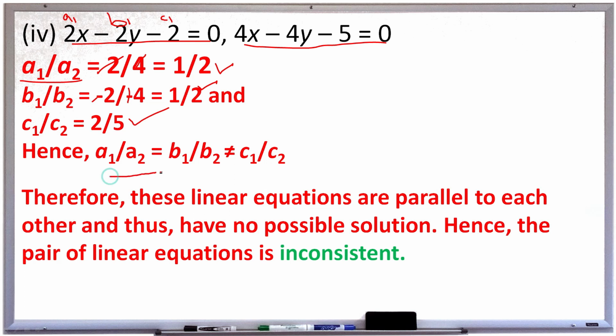So A1 by A2 is equal to B1 by B2, whereas B1 by B2 is not equal to C1 by C2. So it is inconsistent. These linear equations are parallel to each other, thus have no possible solution. So the lines never intersect. So we can say the pair of linear equations is inconsistent.